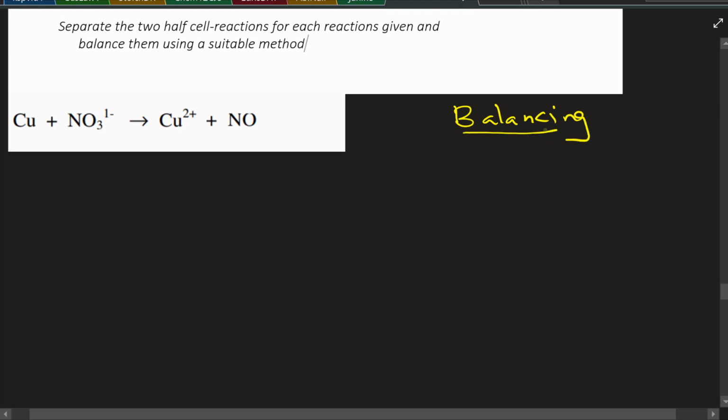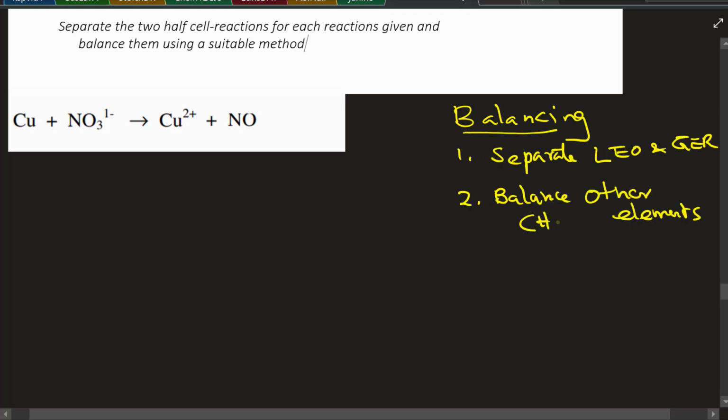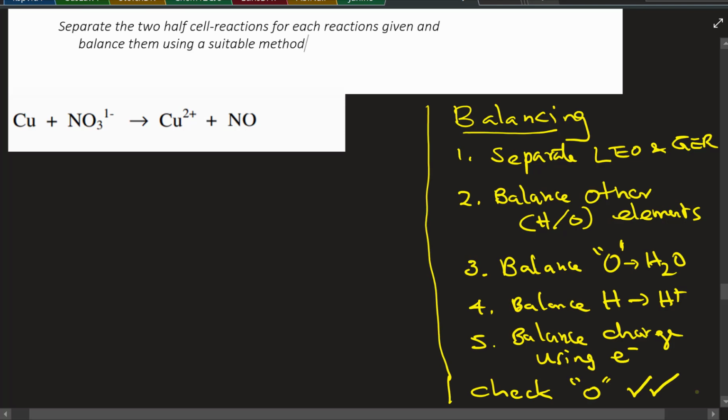So we're going to write a few steps for balancing equations. Separate the LEO and GER half-reactions, balance the other elements without H and O, then balance oxygen with water, balance H with H plus, balance charges with electrons, and finally check the oxygens. Those are the few steps. Put it on a piece of paper and keep it on your desk so you can use it every time.